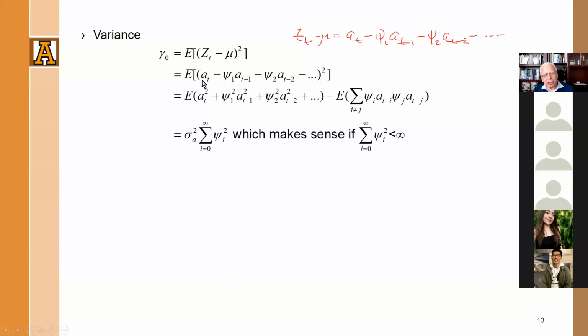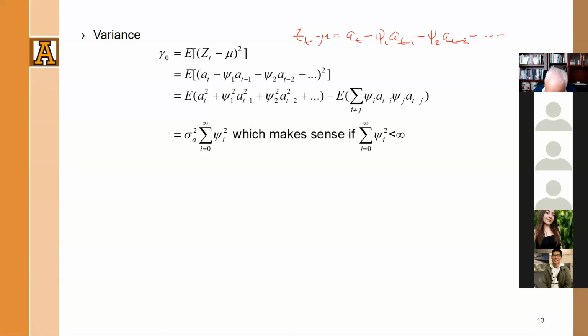So this is the expected value of these things squared. I take, for example, all the square terms: a_t squared plus psi_1 squared a_{t-1} squared, plus psi_2 squared a_{t-2} squared, and so on. And then I subtract the expected value of all the cross products, psi_i a_{t-i} times psi_j a_{t-j} for i different from j. This is the square of this linear combination. Now the first term is equal to what?